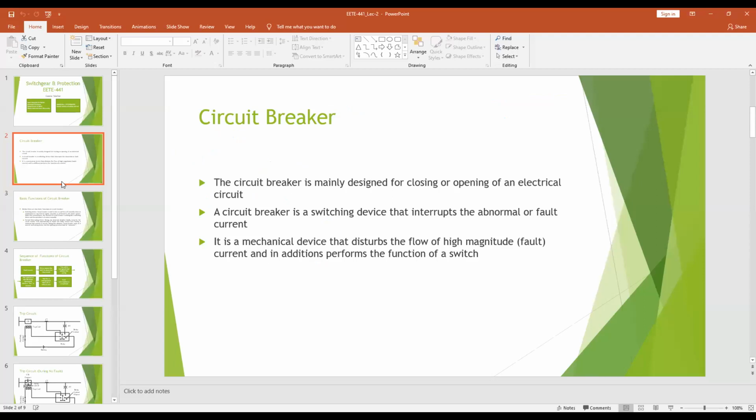This is the thing I already have discussed with you. Circuit breaker is designed for closing and opening an electrical circuit. Obviously, a circuit breaker is a switching device that interrupts abnormal fault current. Obviously, that is the main purpose of using a circuit breaker, to stop the flow of the abnormal or fault current. And the third one is quite similar to the second one, except that the circuit breaker can be used additionally as a switch. When and how, I'm going to discuss those things.